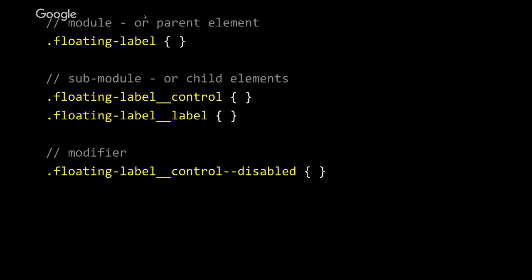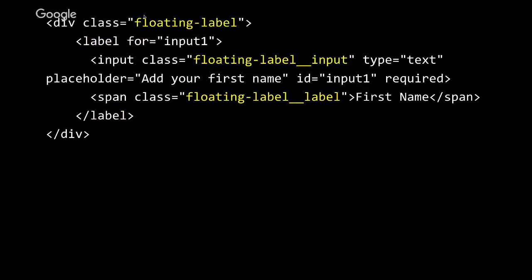And then you can do, if you want, things like modifiers, and you do double dash. So you could have floating-label--something, or in this case, it's down deeper, floating-label__control--disabled. And these are just very simple ways of making the class names more intuitive for developers. And this or similar methods are quite commonly used on a lot of large applications these days.